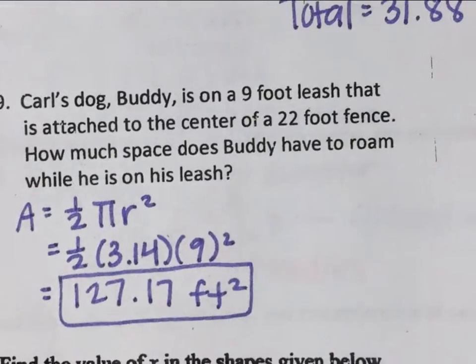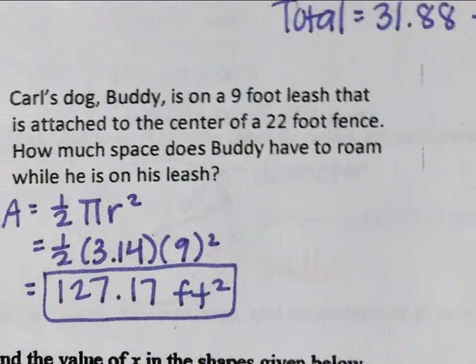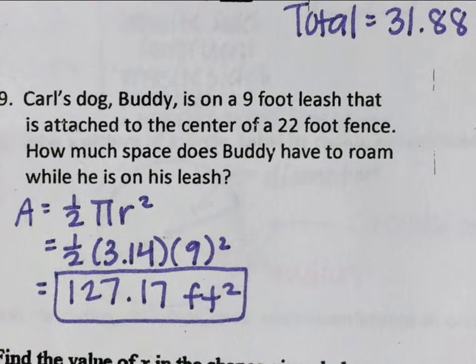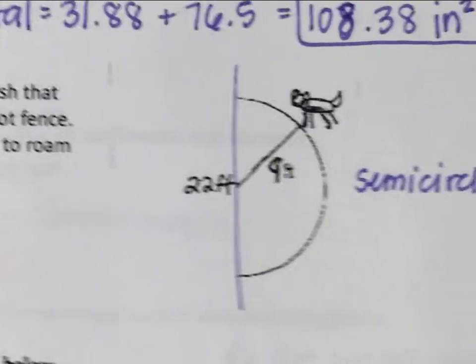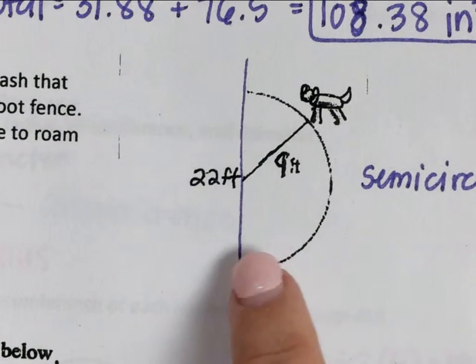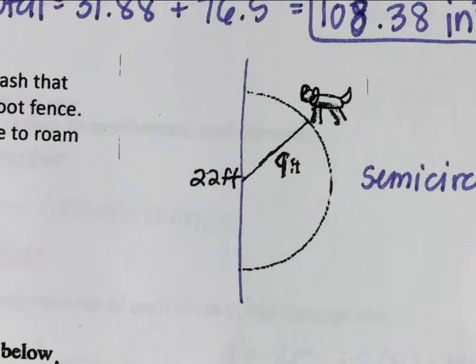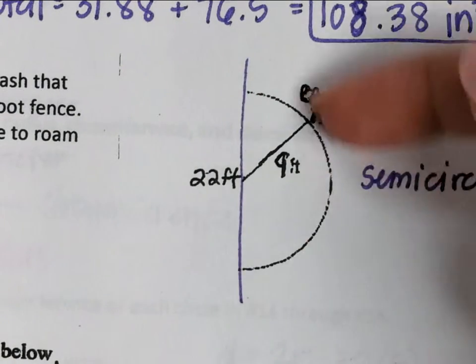29. The dog is on a 9-foot leash that's attached to the center of a fence. Do I need to know how long that fence is? No, that doesn't matter. Okay, you don't need that 22 foot. They want to know how much space Buddy has to roam while he's on the leash. So I went ahead and drew my fence right here. So what does that mean I have to find? The circumference. The area. The circumference would just be the circle that the dog is able to walk.